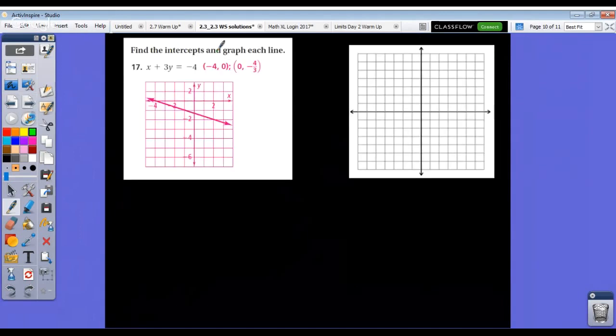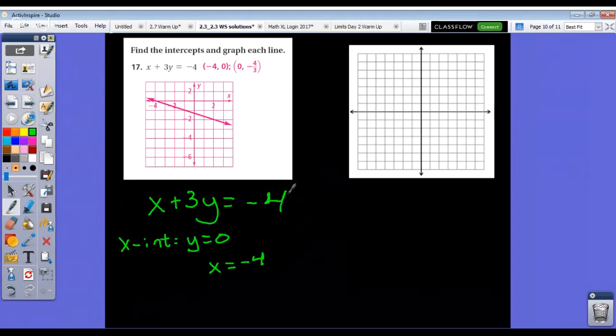And this time, find the intercepts and then graph the line. We have x is equal to negative 4. So we said to find the x-intercepts, just like before, we're going to pretend that the y doesn't exist. Then x equals negative 4. This does not look like a 4, so let me help you out. So on the x-axis, we're going to come find negative 4.